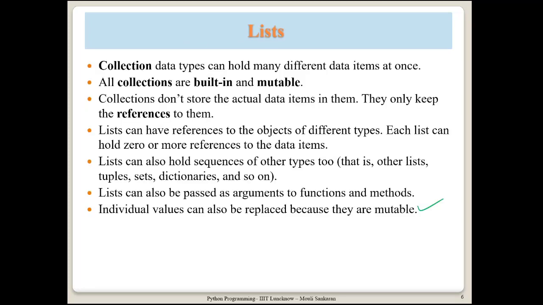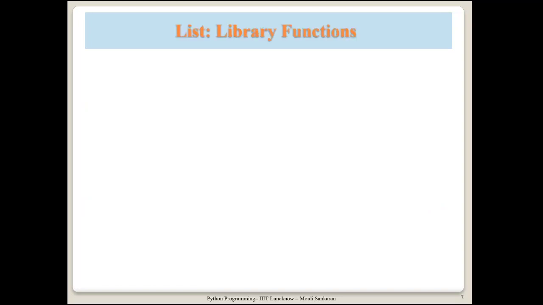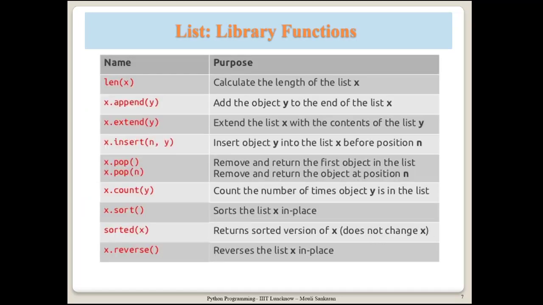So this is all, at a high level, about what can be done in a list. Now what are the library functions we have? Let us see them. We have length, similar to what we saw. Append: if you have a list, I say that it is ordered, so if you are appending, you are adding to the end.